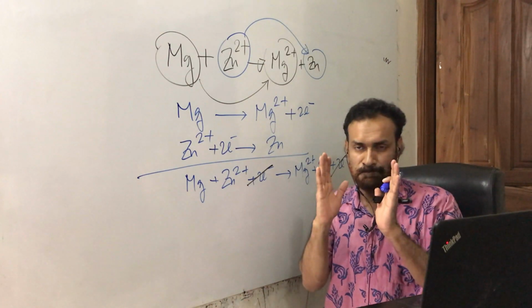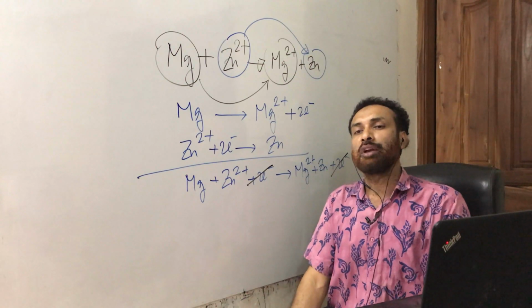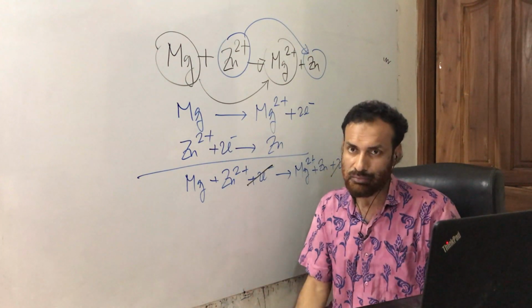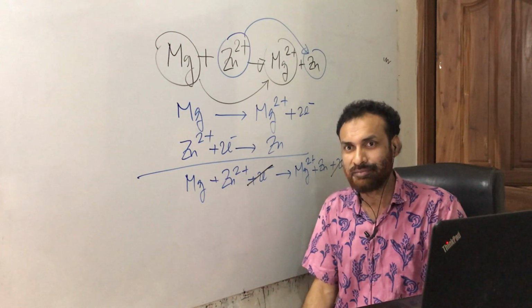Today's topic is agents: oxidizing agents and reducing agents. We've been studying redox, oxidation and reduction together. Look carefully. I'm giving a practical example. Suppose you need a mosquito coil, and you go to a shop and buy a coil.